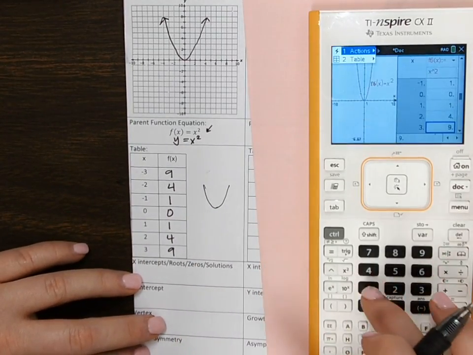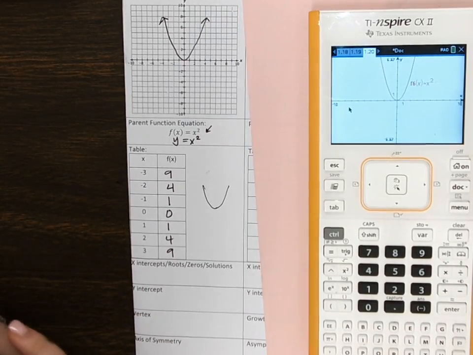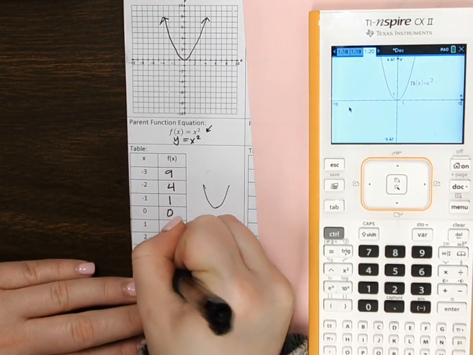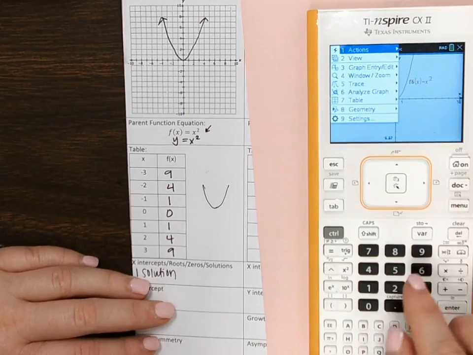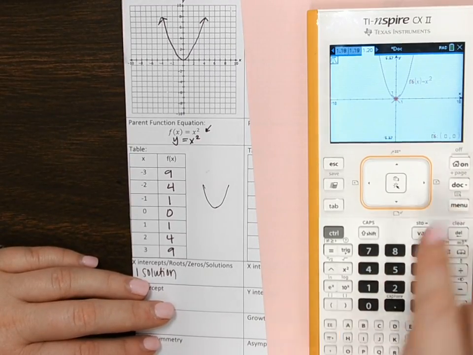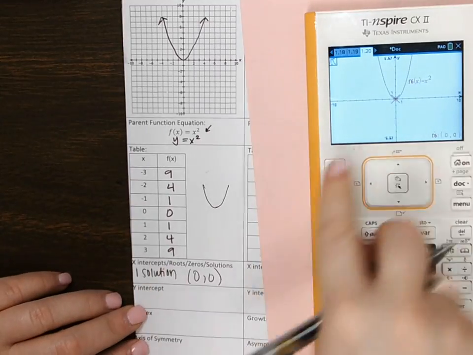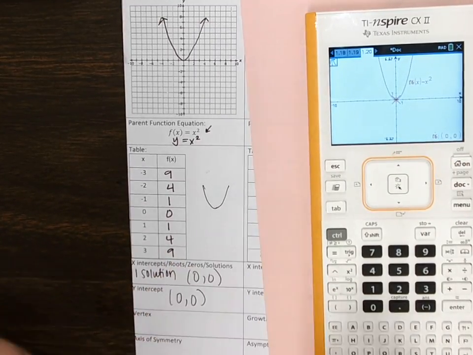So remember, that's just where does this cross the x-axis. And so how many solutions does this have? It actually has, I'm going to even say this has 1 solution, because it only touches the graph one time. So in order to figure out where that is, I'm going to say menu 5, 1. In this case, it is at 0, 0. And again, your y-intercept is the same, so that's also at 0, 0.